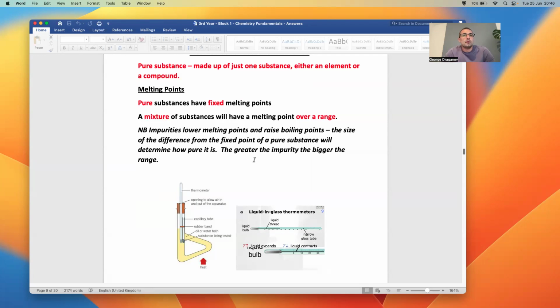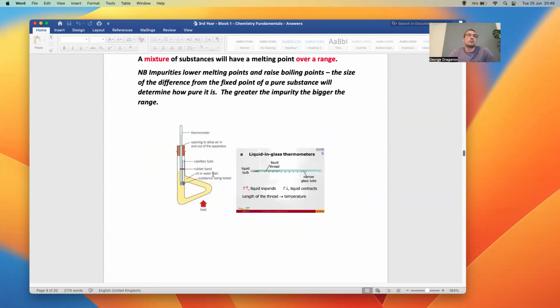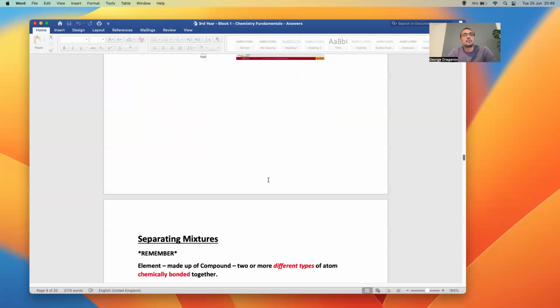And as it says here, impurities will lower melting points. This is just a piece of apparatus you can use to measure melting point. You don't need to worry about this.